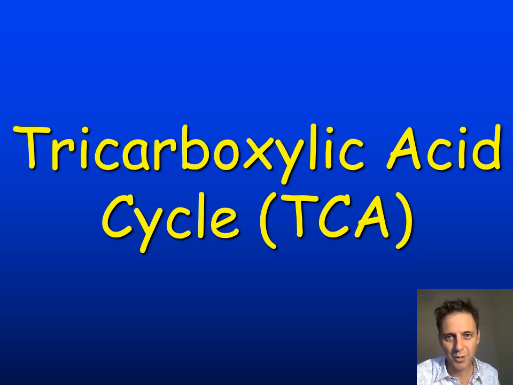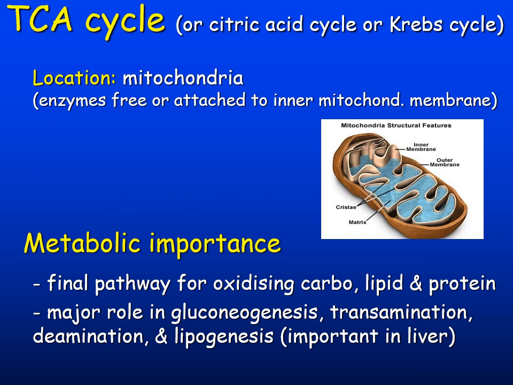So on its own, this may seem like a fair bit of detail, but this pathway is just so crucial to so many aspects of the normal day-to-day function of animals. The TCA cycle is also called the citric acid cycle, or the Krebs cycle, after the fellow that discovered it. And this pathway is quite crucial.